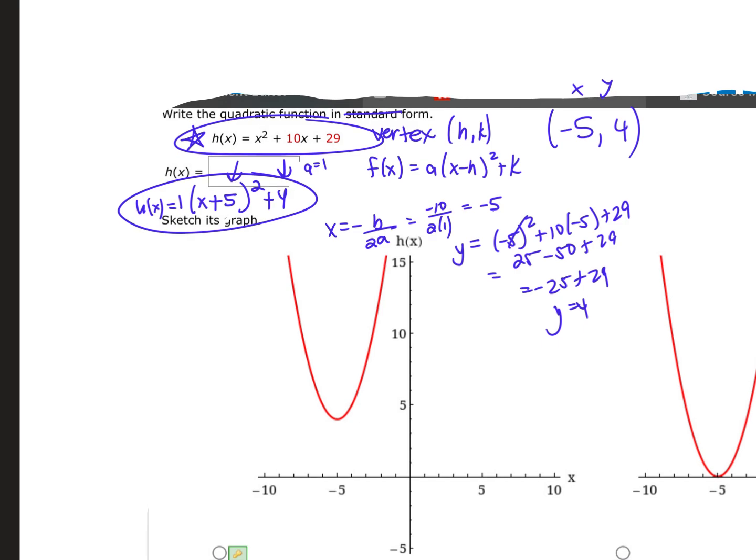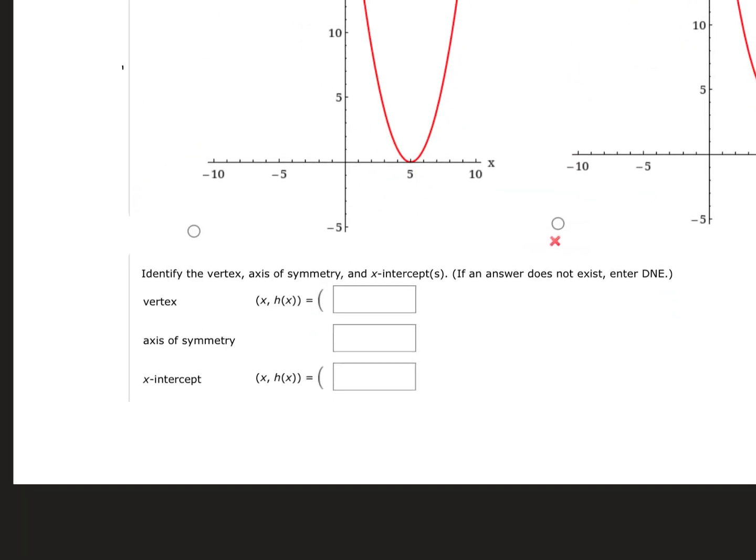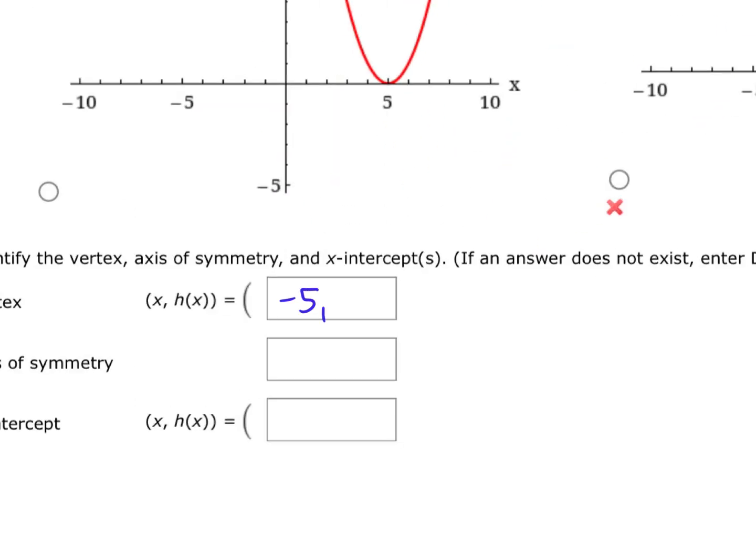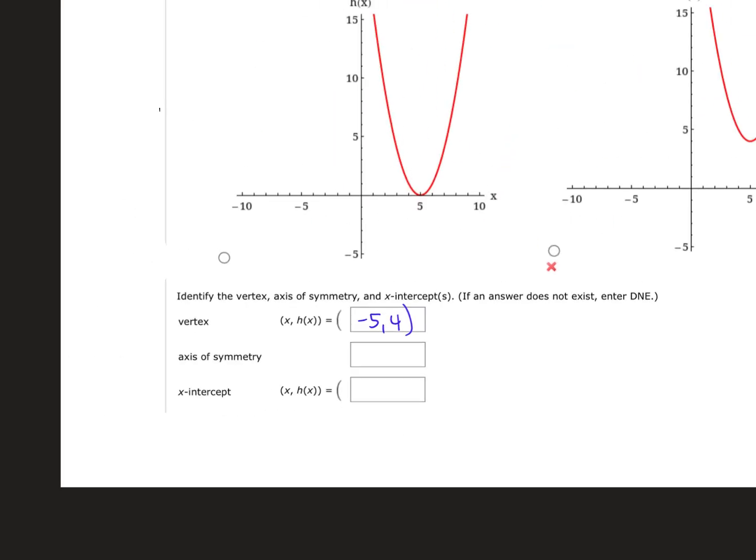It's going to say, what is the vertex? Did we just find that? Yes, it was what? Negative 5, 4. So you would write negative 5, 4. What's the axis of symmetry? It's x equals negative 5. Good. We need to know that the axis of symmetry is the x part of the vertex. The maximum, minimum in the range is the y.